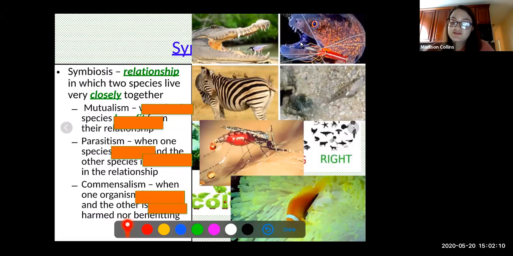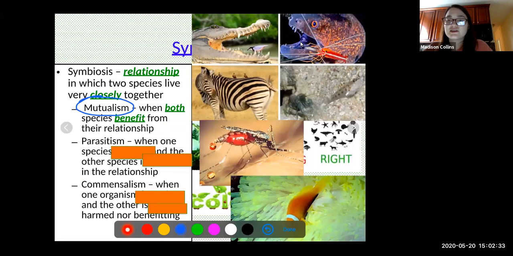So the first type of symbiosis is what we call mutualism. And this is when both species benefit from their relationship. So they are mutually benefiting, which means they're both benefiting from this relationship. We talked about the picture at the beginning with the crocodile and the bird. It's also seen right here. There are some other examples.